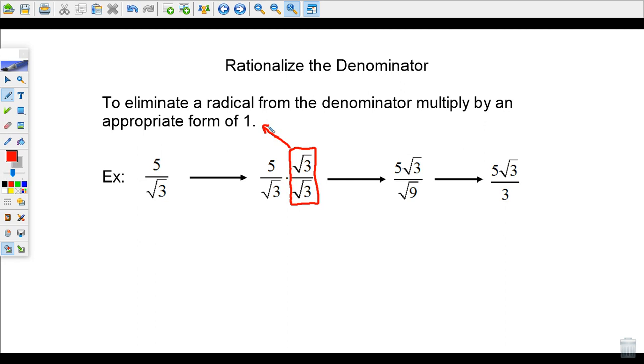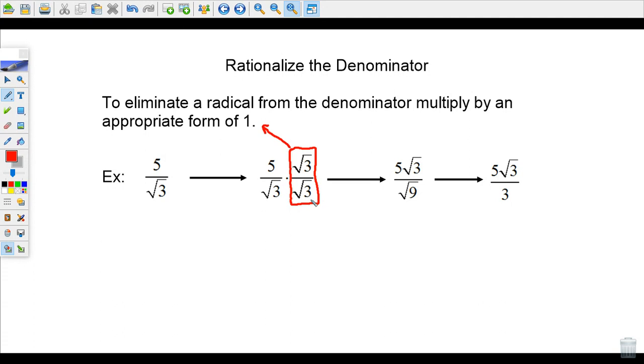The reason we're using 1 is because if you multiply any number by 1, it doesn't change the value of that number. So we're going to multiply this fraction by 1, basically. Even though it looks like radical 3 over radical 3, that's still just equivalent to 1. So when we multiply in the numerator, 5 times radical 3 ends up looking like this, 5 radical 3.